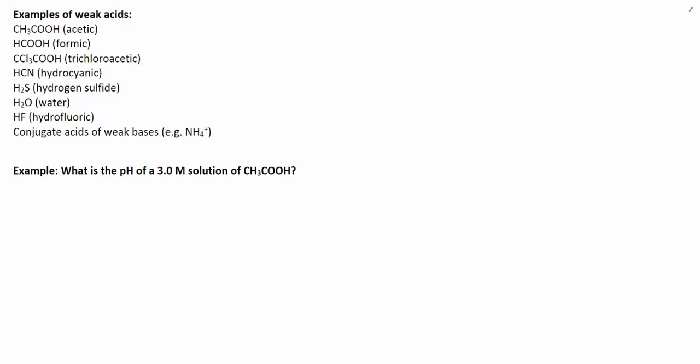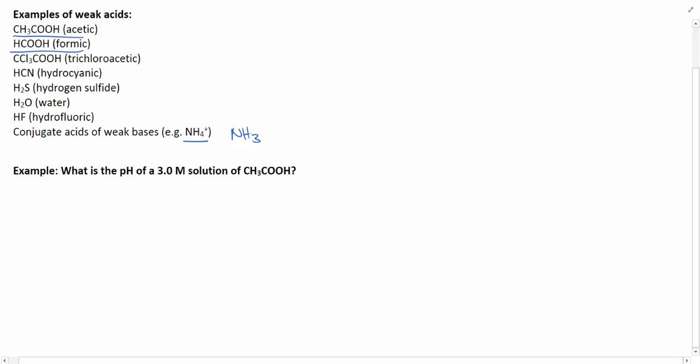Weak acids are those that don't dissociate completely when dissolved in water. Some common examples of weak acids are acetic acid, formic acid, trichloroacetic acid, hydrocyanic acid, hydrogen sulfide, water, hydrofluoric acid, and any conjugate acid of a weak base. For example, ammonia, NH3, is a weak base, and so its conjugate acid, NH4+, ammonium, is a weak acid.